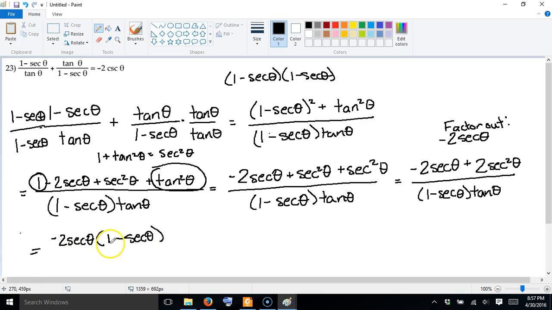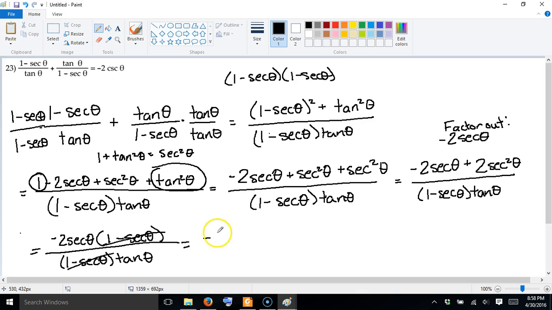Now, if you don't see what I just did, I just reverse distributed. If I distribute this back through, I would end up right back where I started from right here. But I wanted to factor it because look at my denominator. I have a 1 minus secant theta in it. That can cancel out. So that's what I'm going to do next, is cancel out the common factors.